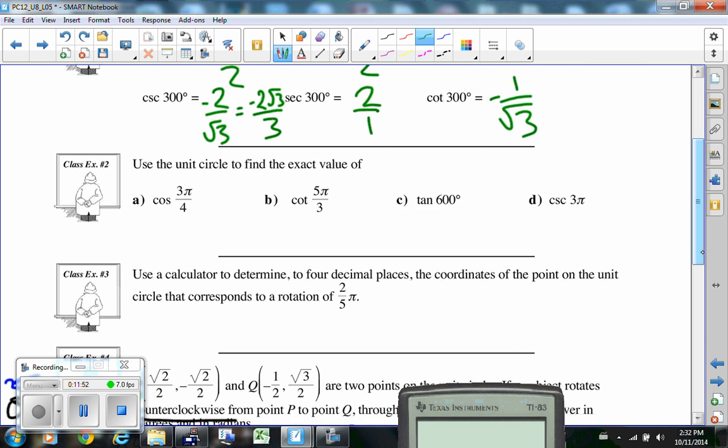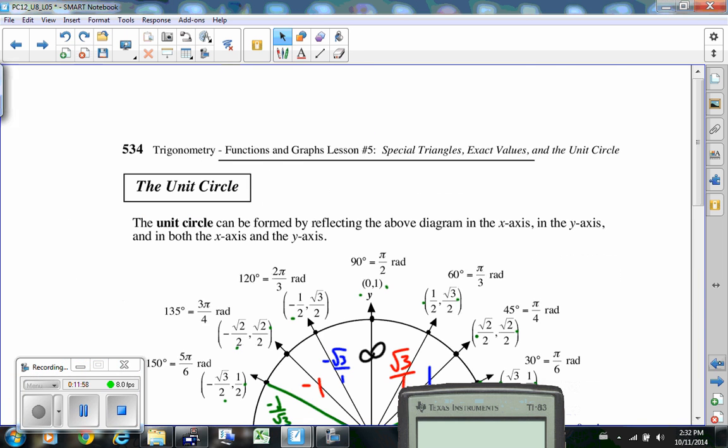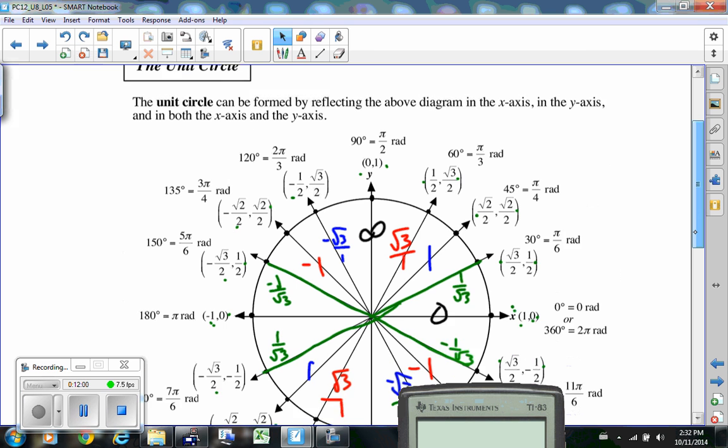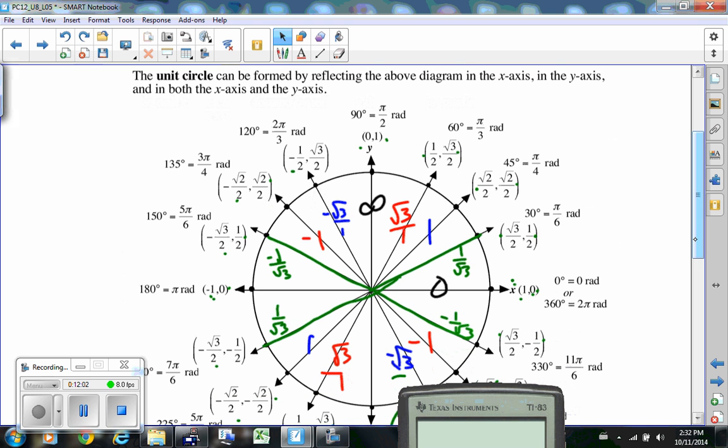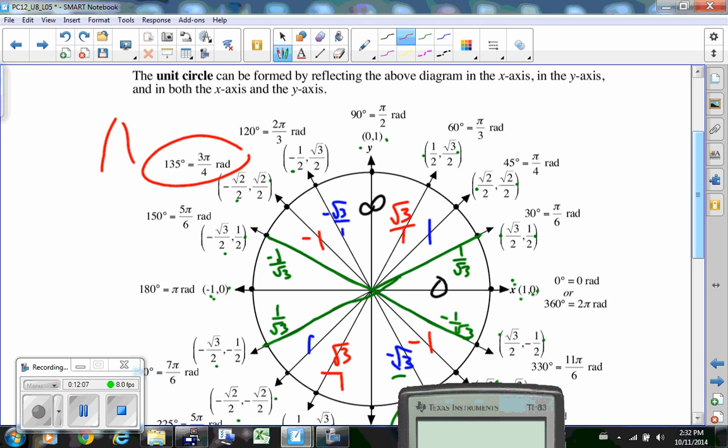Unit circle to find the exact value of cos of 3 pi quarters. Once you can create the unit circle, you just play Where's Waldo. Here's 3 pi quarters. I found it. Look, it's almost like Waldo with the little red and white hat.